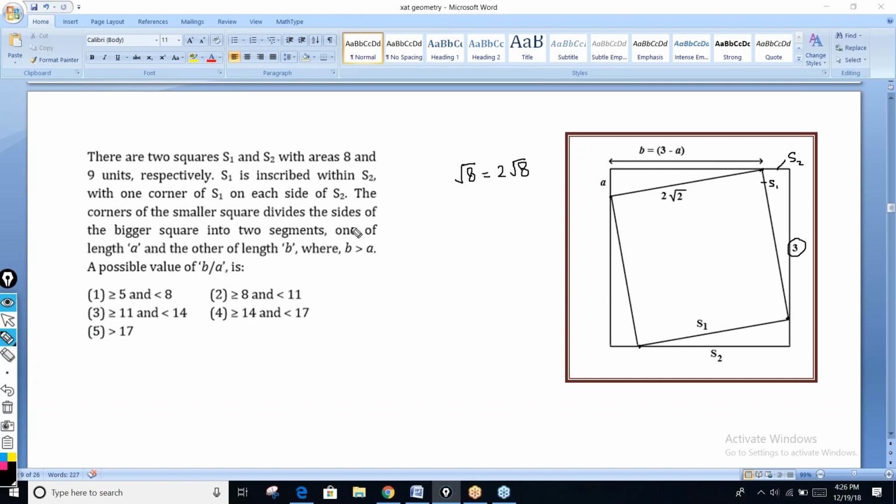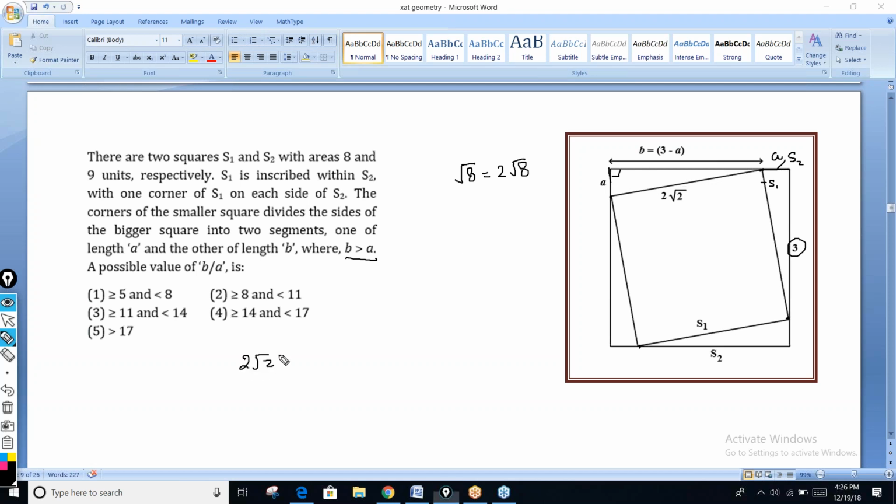The corner of the small square divides the side of the bigger square into two segments. One of the lengths is A. So let's say this is length A and this is B, which is 3 minus A. So the complete side is 3. This is A, so this is 3 minus A. We need to find out the possible value of B by A. So you can apply the Pythagoras theorem in this triangle, which will be in symmetry. So this is A, this is 3 minus A and this is 2 root 2.